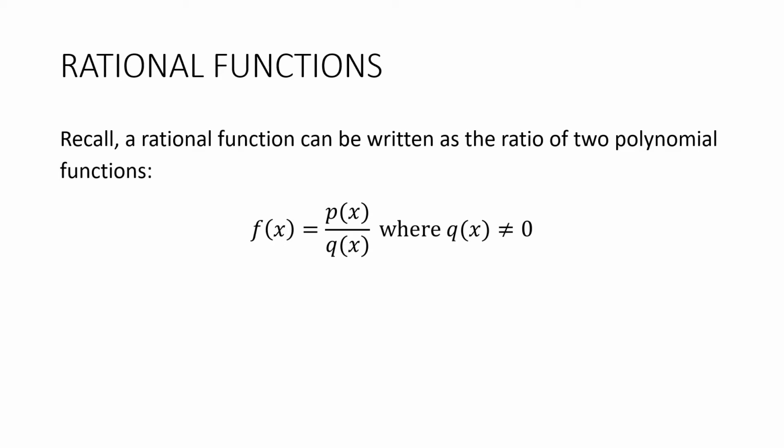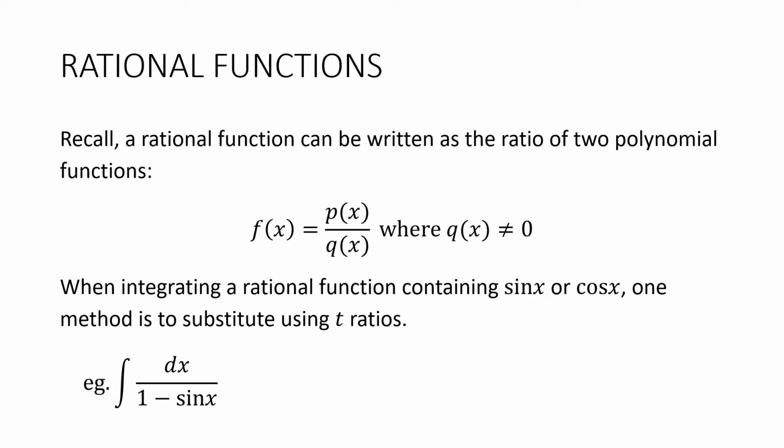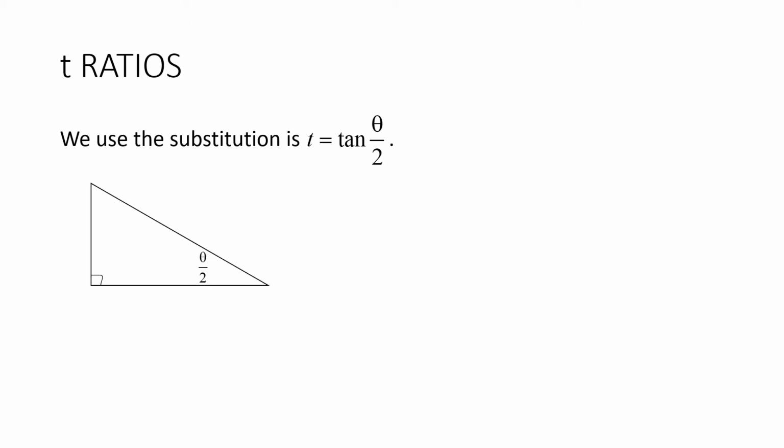Now remember, a rational function can be written as the ratio of two polynomial functions. So here we have f of x is equal to p of x divided by q of x, and of course, q of x cannot equal 0. When we're integrating a rational function that contains sin x or cos x, one method is to substitute using t-ratios. One of the things you're going to have to do in this topic is recognize the different integrals and match the appropriate method. So here's t-ratios.